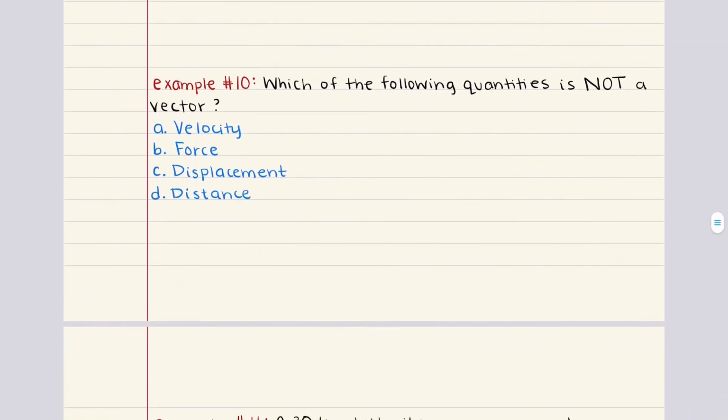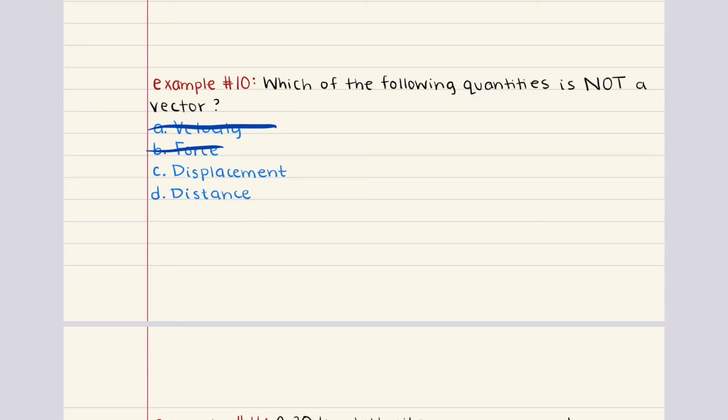Next up, problem 10. Problem 10 says which of the following quantities is not a vector? Option A says velocity. Now, velocity is a vector because it describes both the speed of an object and the direction in which the object is moving. B says force. Force is also a vector because it represents the magnitude of the push or pull and the direction in which it acts. So we're also going to eliminate B.